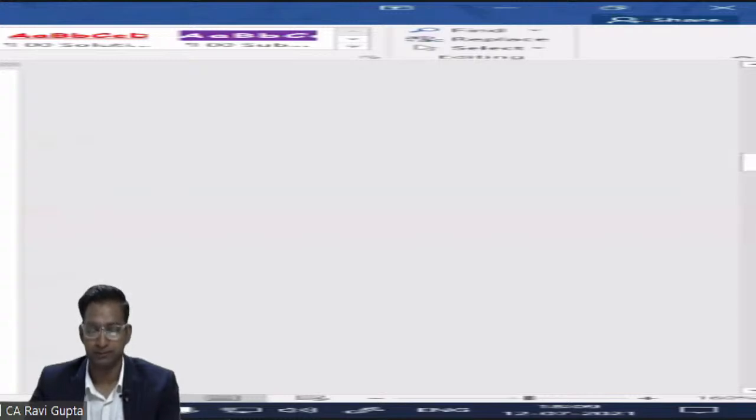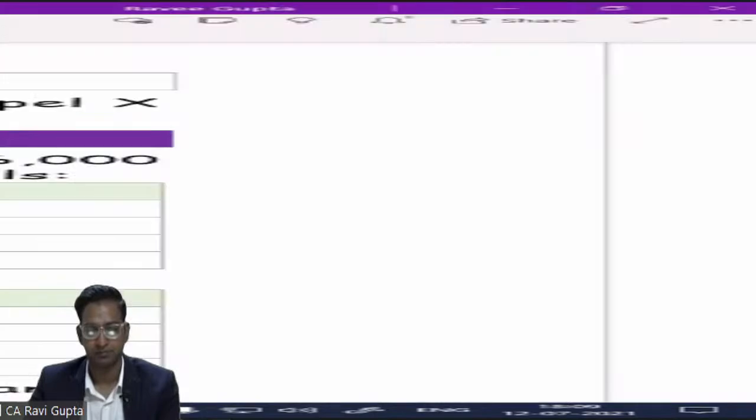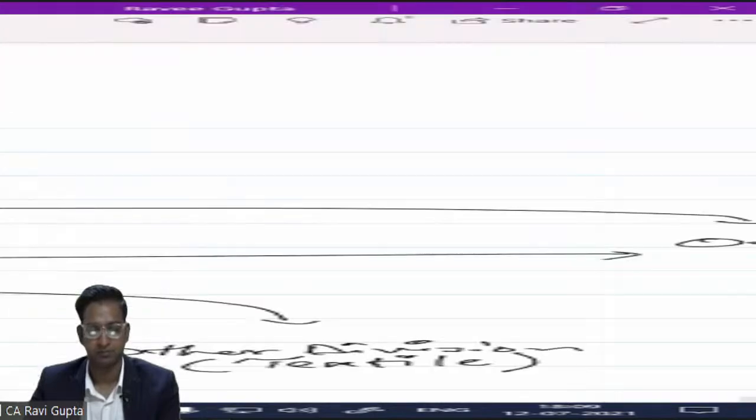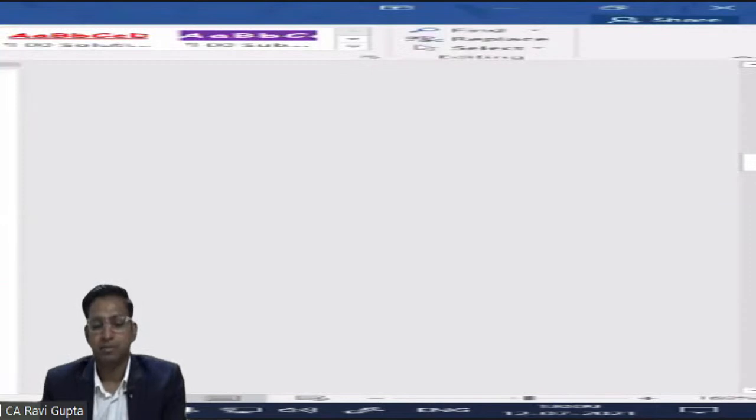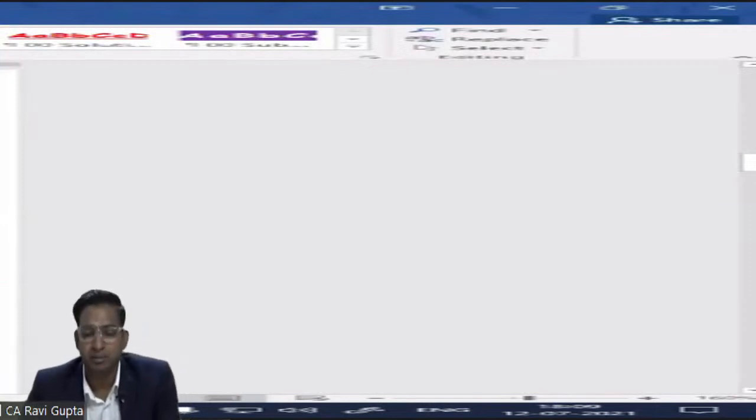Question number 4th. A company has 2 manufacturing divisions, Division A and B. Division A has a capacity of 96,000 hours per annum. It manufactures 2 products X and Y as per the following details.